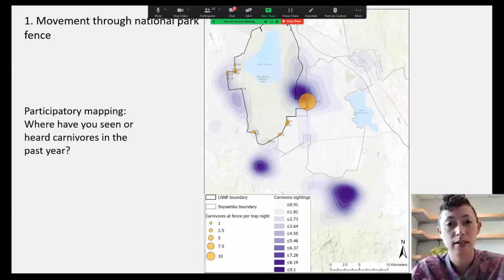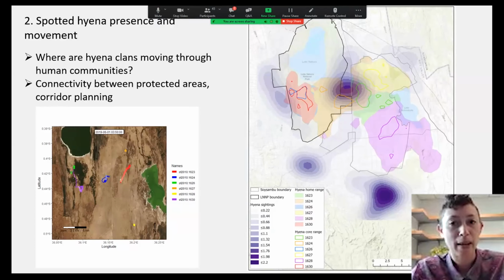So it's possible that people perceive the carnivores to be very abundant because of their negative experiences and their perceptions. And here's one more example that also showed us future directions we should consider for working with the community and the ecology in this region.